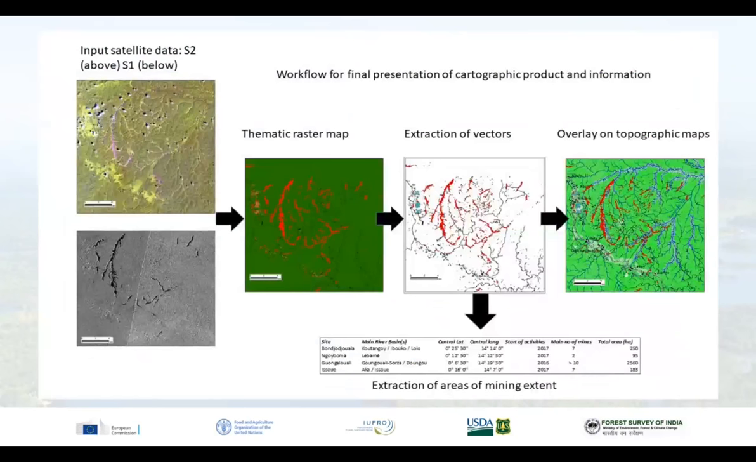This is the workflow. On the left, we see the input data, historical and recent satellite data. We extract a classification for stable forests in green and forest change in red. These are then vectorized and overlaid on the topographic map.